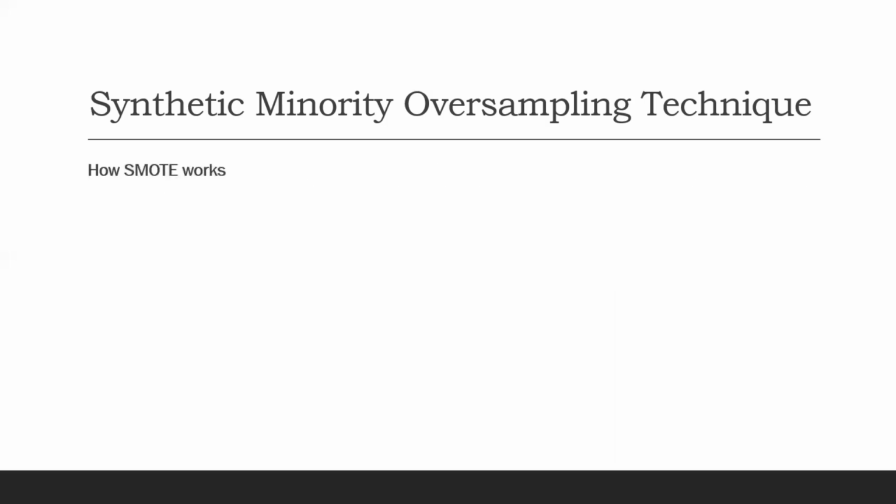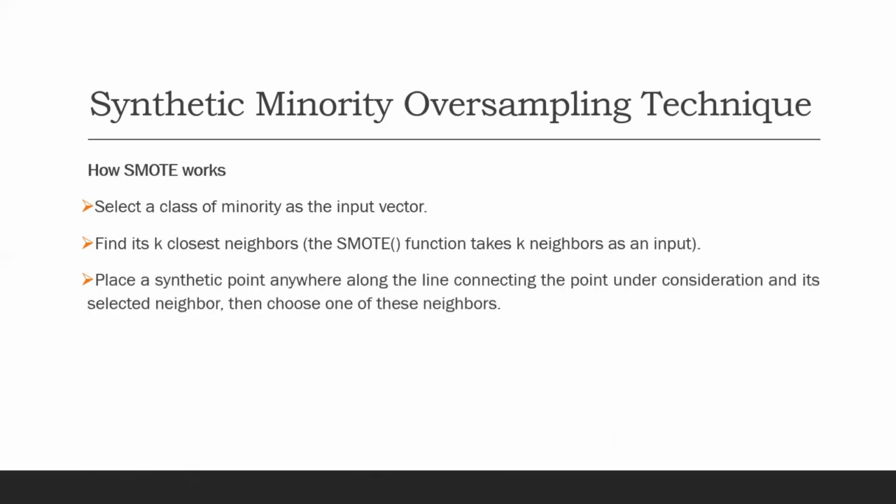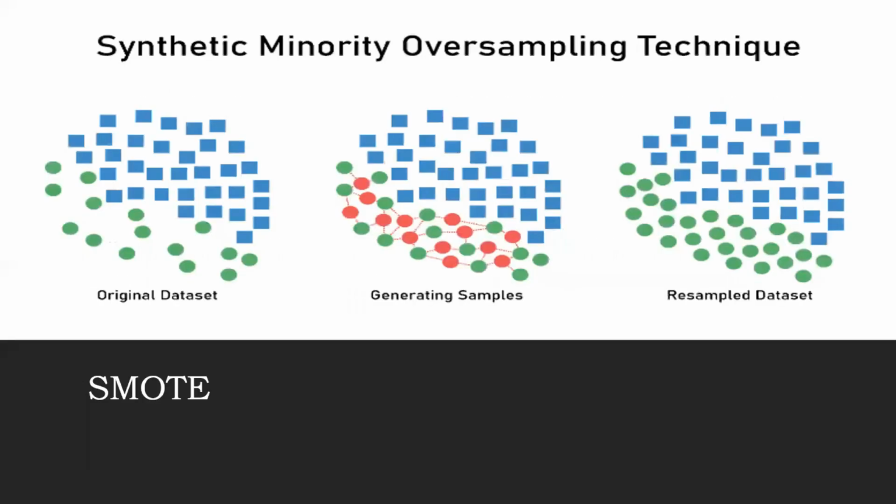How does SMOTE work? Select a point of the minority class as the input vector. Then find its k closest neighbors. The SMOTE function takes the k neighbors as an input. Place a synthetic point anywhere along the line connecting the point under consideration and its selected neighbor. Then choose one of these neighbors. Continue doing so until the data is balanced. So SMOTE looks like this.